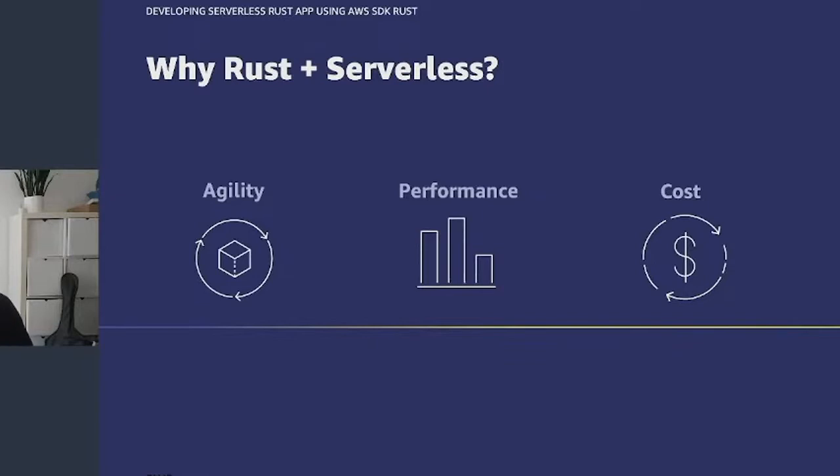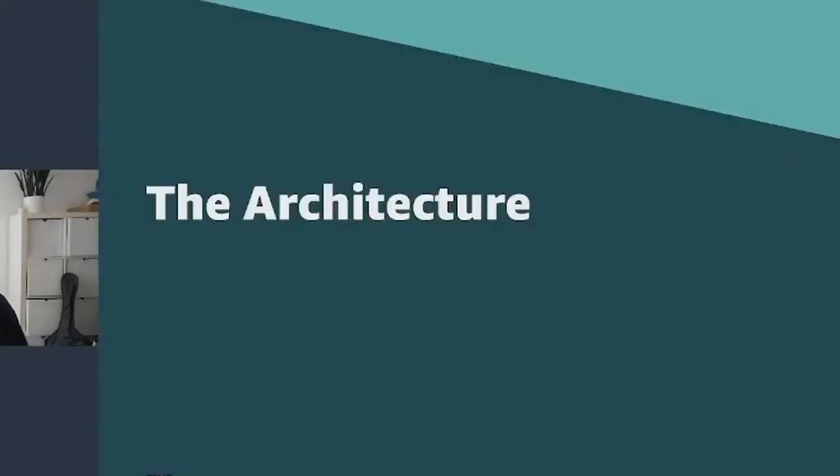There is a lot of focus on security and memory safety. There are a lot of encryption crates and security-related crates. So you can write really secure applications using Rust and Lambda together. So that's for the rationale.